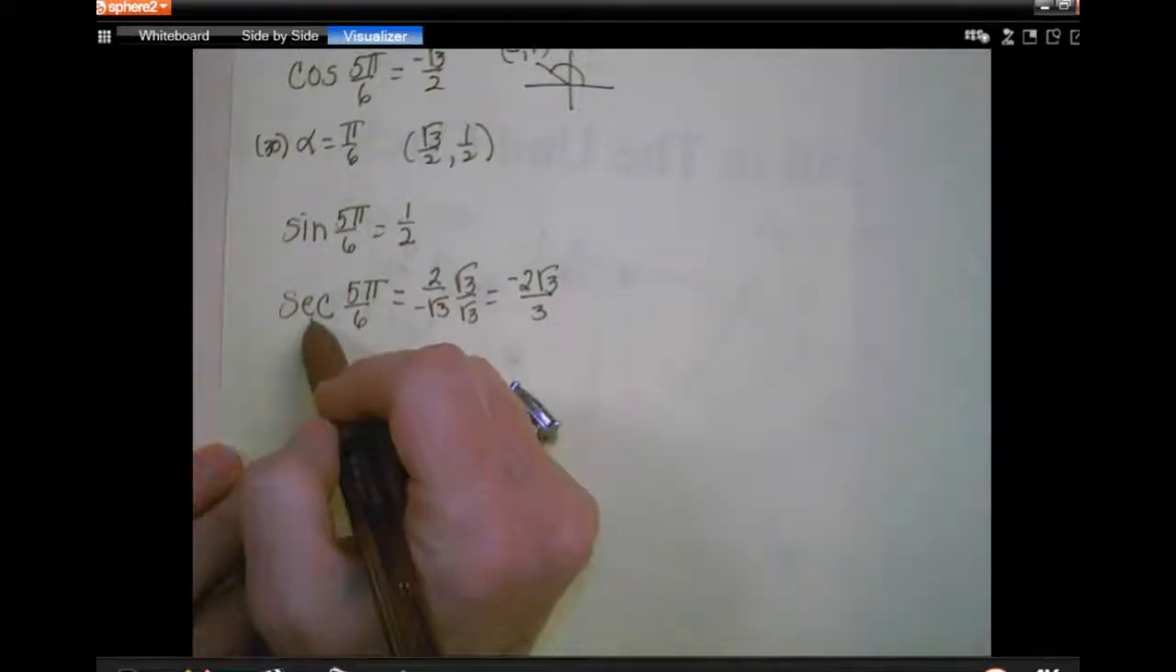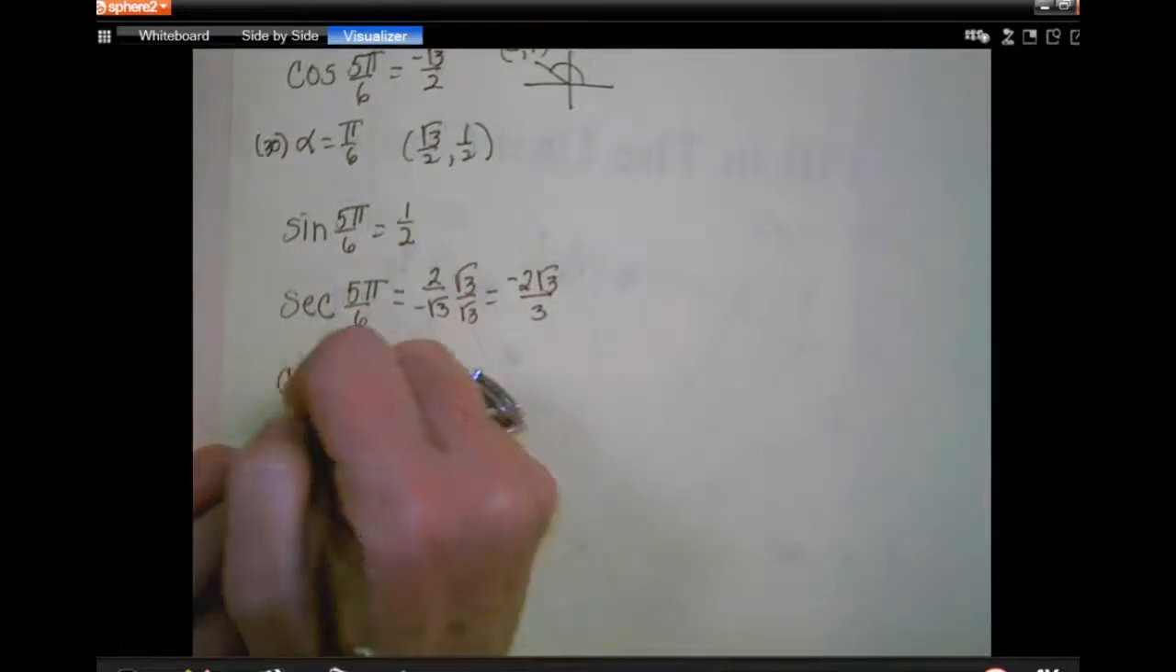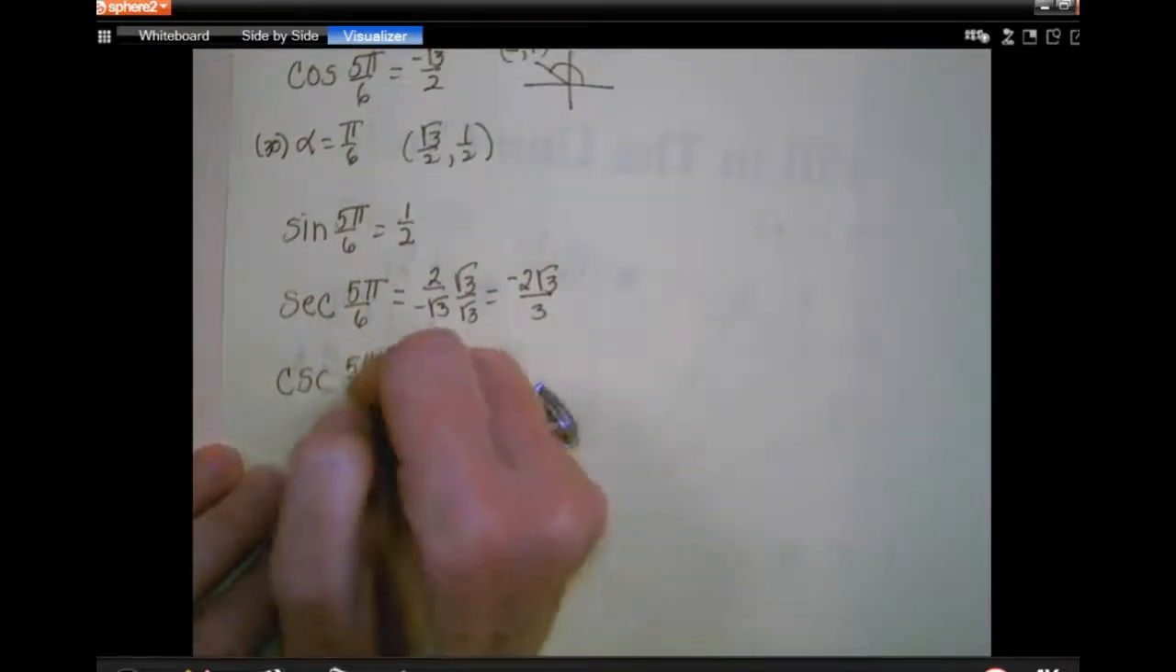Wait a minute, you said flip the cosine? Right, because that's the inverse of the secant. So the cosecant, which one do I flip for the cosecant? The y, which is the sine, and that becomes 2.